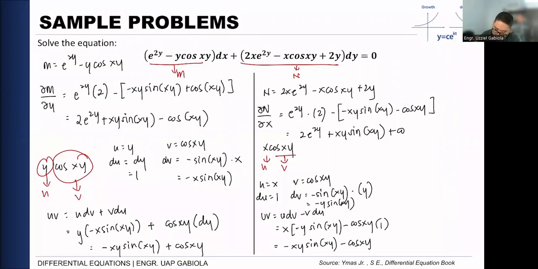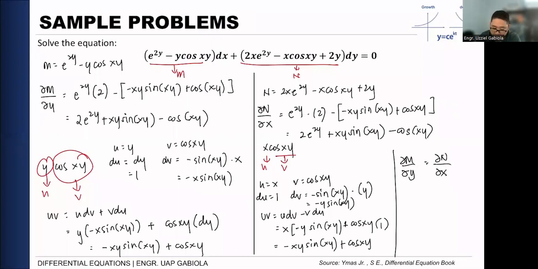VDU. So, ito, no? Na mali yung sign ko dito. It should be VDU. So, positive naman to. So, this should be positive. Okay? So, ito that should be negative. Okay? So, question is M with respect to Y equal to N with respect to X?